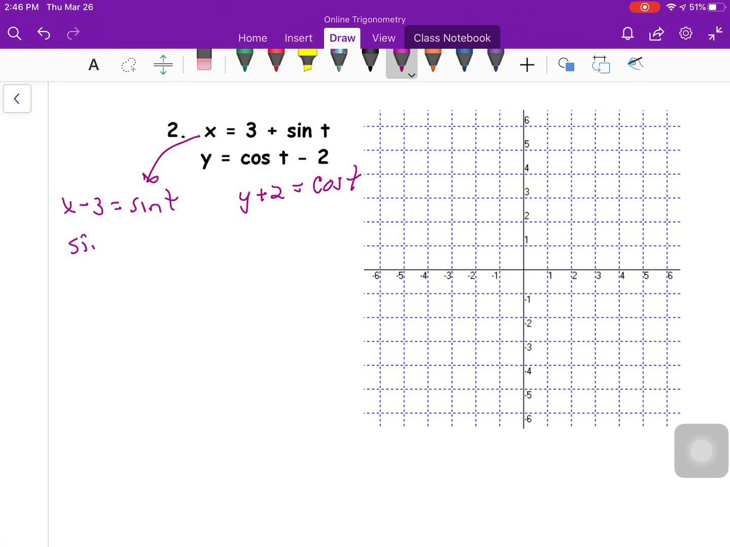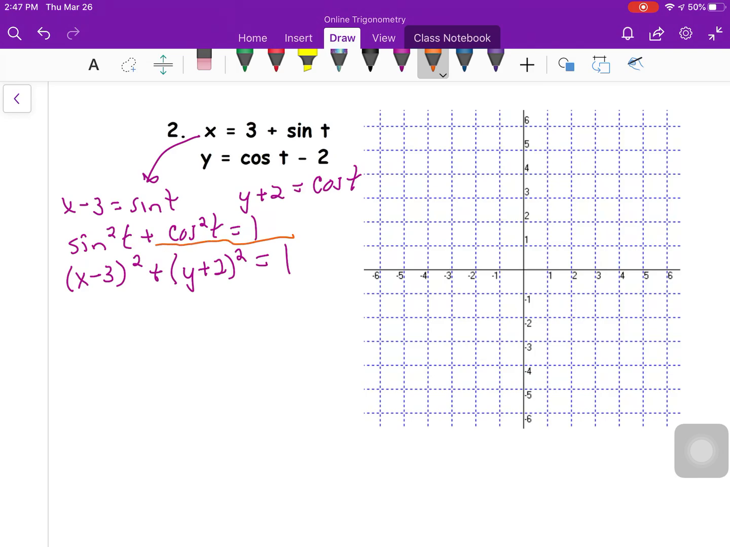Since we still have sine and cosine, we'll still use the same Pythagorean identity: sine squared plus cosine squared equals 1. That was one of the Pythagorean identities you memorized. In place of the sine, I will put x minus 3, and that quantity is squared. In place of the cosine, I will put y plus 2, squared, equals 1. Now, this actually is completed. This has eliminated the parameter. This is a standard form.